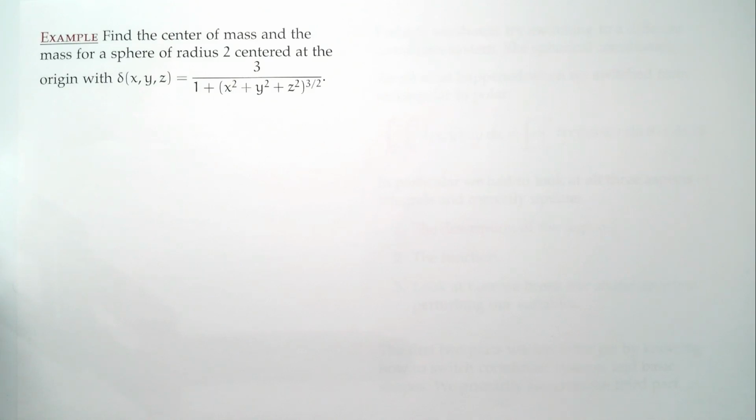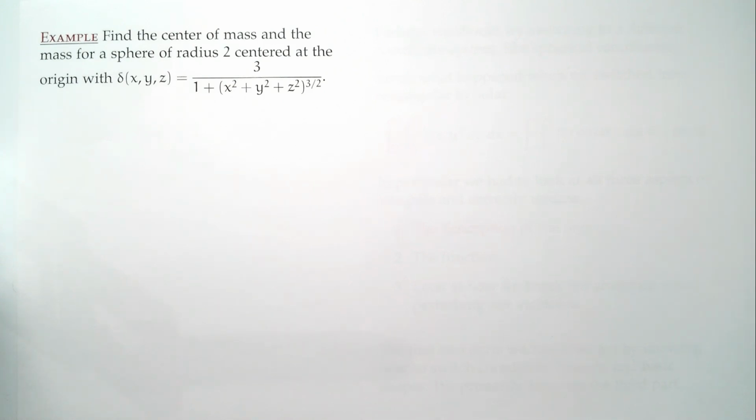Well, let's start with something which we talked about last time. So last time we talked about things such as mass and center of mass. So here's a pretty simple question, maybe. Find the center of mass and the mass for a sphere of radius 2, centered at the origin, where the density function is given by 3 divided by 1 plus the quantity x squared plus y squared plus z squared raised to the power of 3/2.